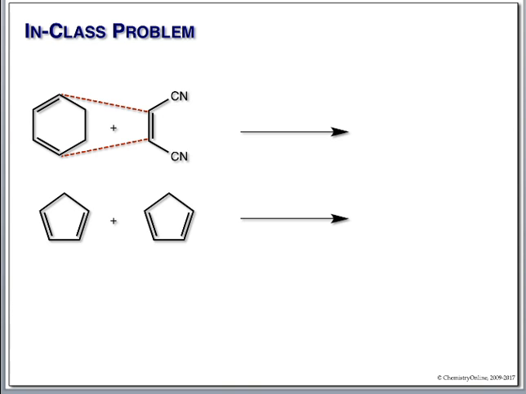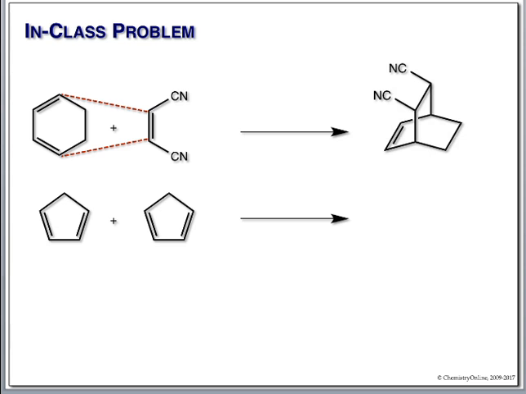And because we're already starting off here with a six-membered ring, this is going to sit on top as a bridgehead unit with two carbons. And don't forget, we'll have our two nitrile groups. Product will look like this.